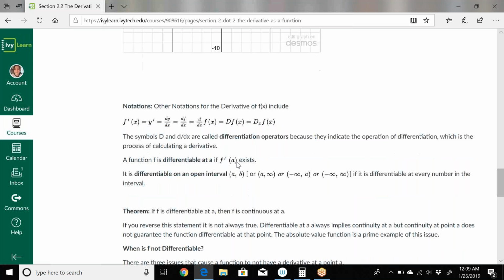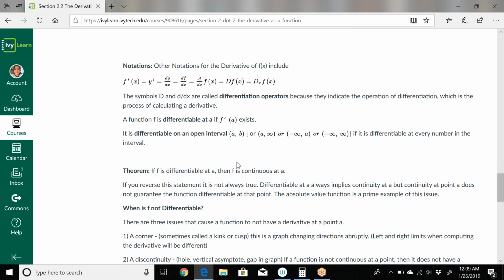So a function f is differentiable at a point A if f prime of A exists. It is differentiable on an open interval (A, B), or you could say A to infinity, negative infinity to A, or negative infinity to infinity. Those are all open intervals. It is differentiable on the interval if it is differentiable at every number in the interval. So you can't say you're differentiable on negative infinity to infinity unless the derivative exists everywhere throughout the whole function.